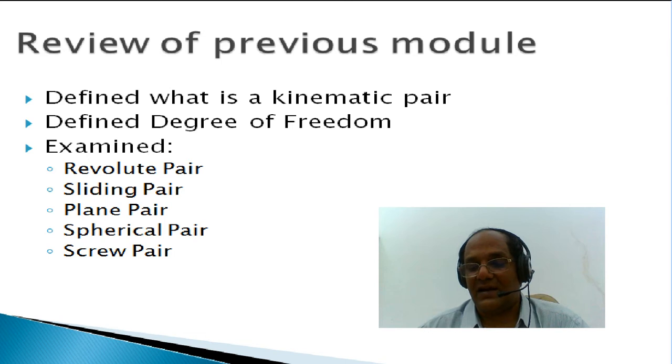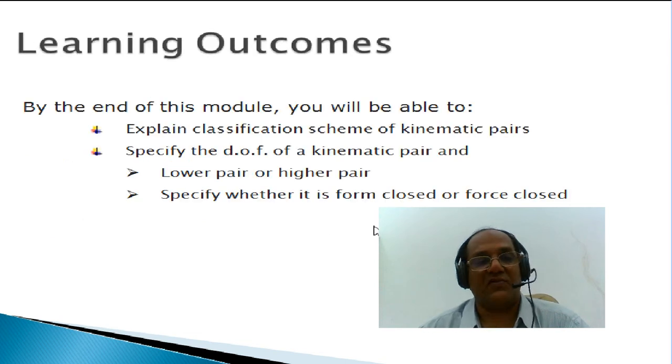Having said that, let us see what are the learning outcomes of the current module. By the end of this module, you will be able to explain the classification scheme of kinematic pairs. You will be able to specify the degree of freedom of a kinematic pair and also specify whether it's a lower pair or a higher pair. And you will be able to specify whether it's a form closed pair or a force closed pair.